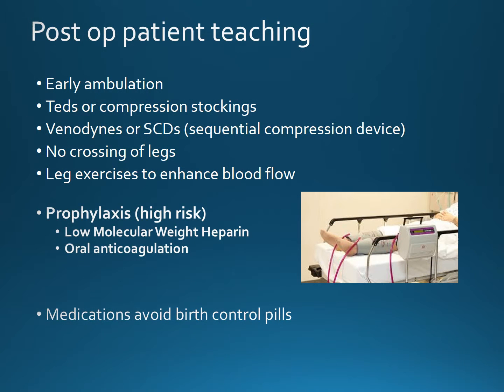Postoperative interventions include, as number one, early ambulation or out-of-bed activity, if at all possible. Wearing TED hose or compression stockings, especially when ambulating. Using Venodyne or SCDs, sequential compression devices, when in bed. Reminding the patient to not cross their legs and to do leg exercises while in bed. Prophylactic anticoagulant therapy with Lovenox or heparin injections are often included in the plan of care to decrease the risks of postoperative DVTs.